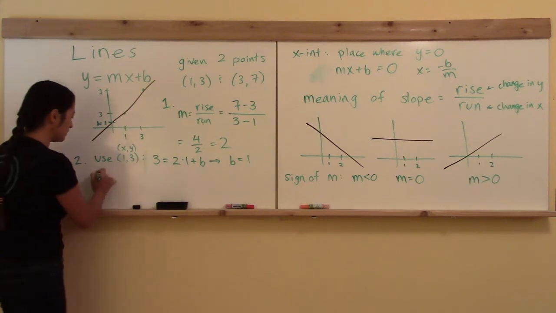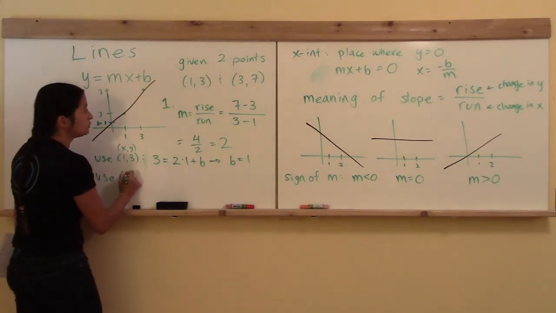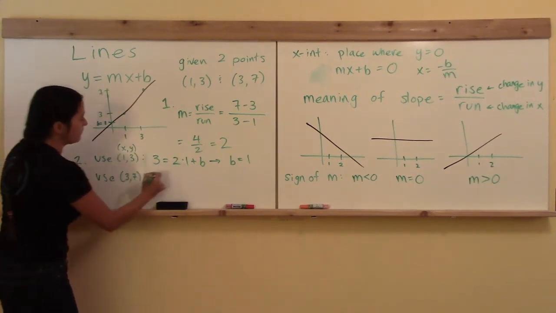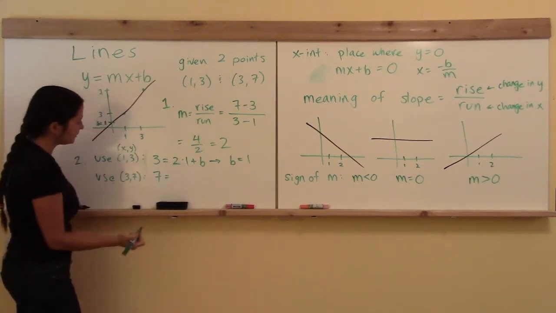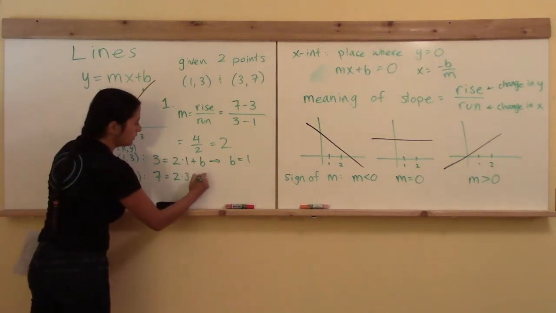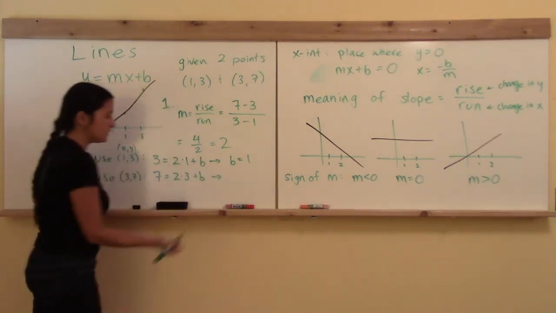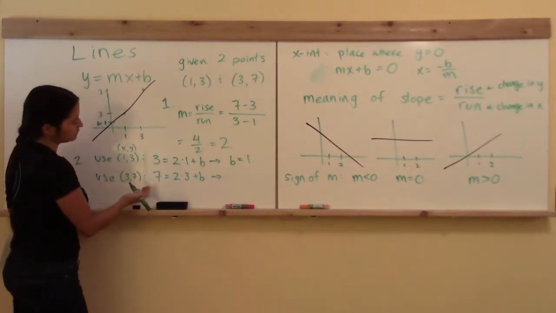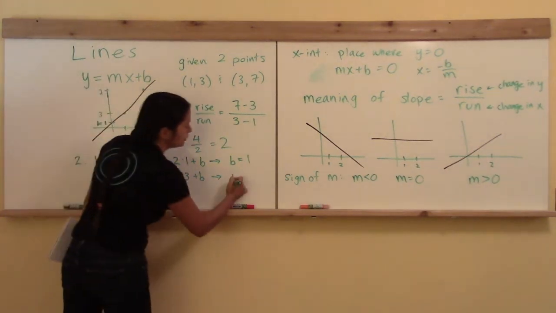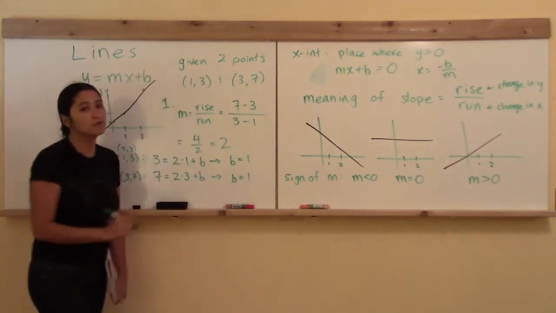I used 1, 3, but let me do it again where I'm going to use 3, 7. And just like before, the y value goes on the left-hand side, then the slope comes in and gets multiplied by the x value, and then you have to add your unknown b, and now you see I've got the equation 7 equals 6 plus what? What's going to make that true? Same thing, b equals 1. You only have to do it once.